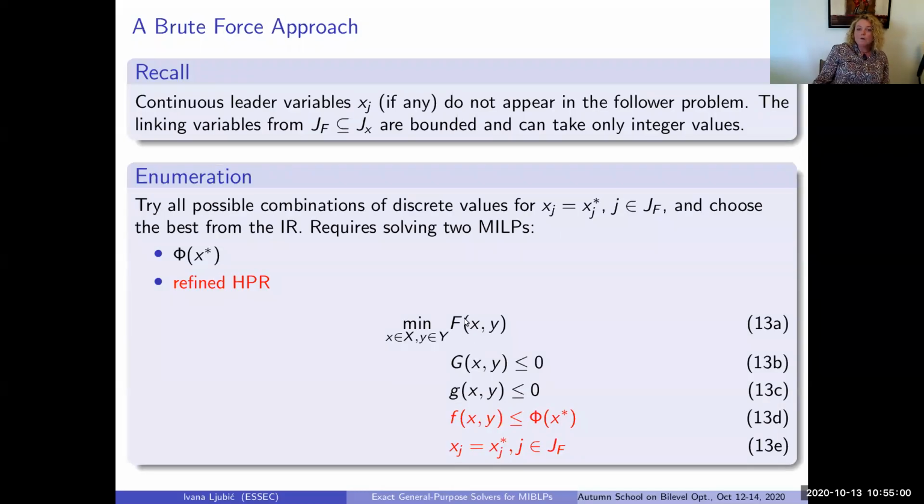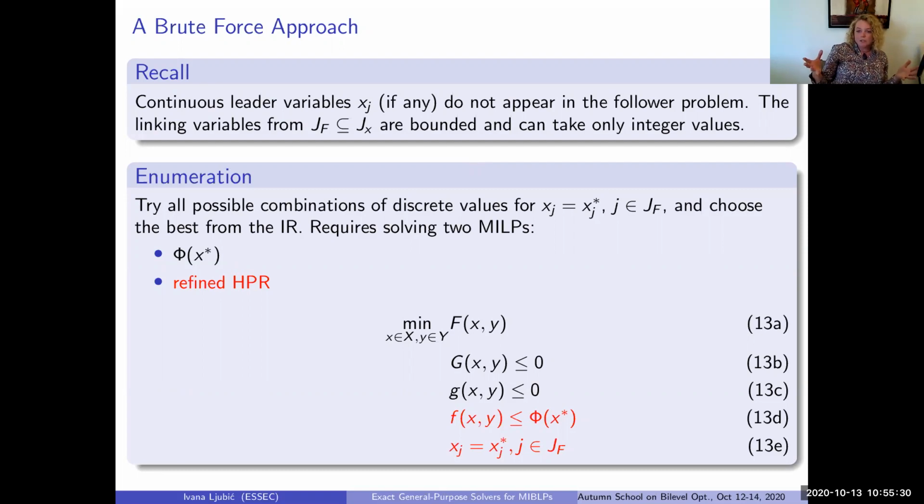Okay, so now, if I have this situation in which the leader variables, which are continuous, do not appear in the follower problem, and in addition, I know that the linking variables, which are integer, can take values only from a bounded interval, then I could think of a brute force approach, which would be a very naive approach, but which could guarantee to find the optimal solution.